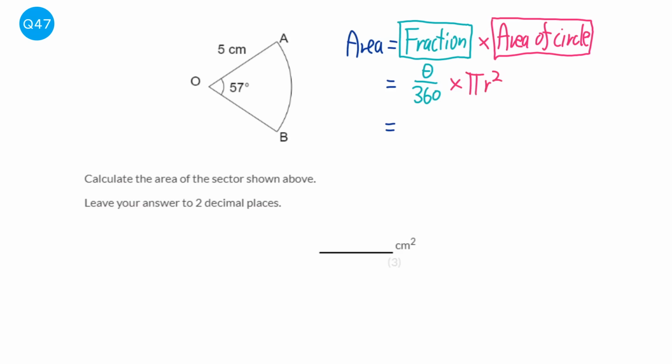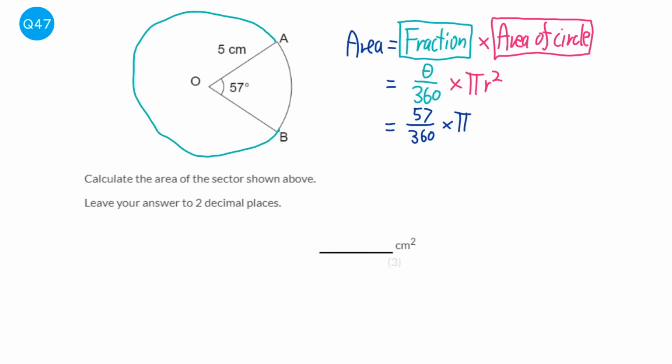Let's use that for our question. So the angle we have for this question is 57, times pi r. Now, to work out what r is, we just imagine the circle is whole.